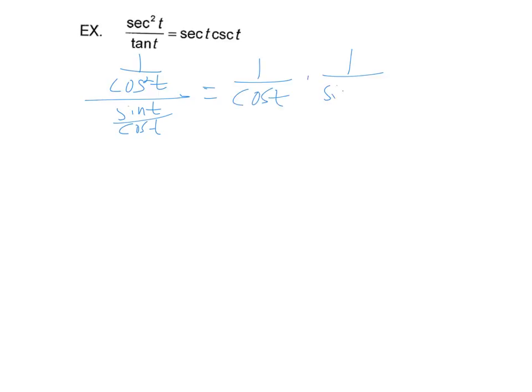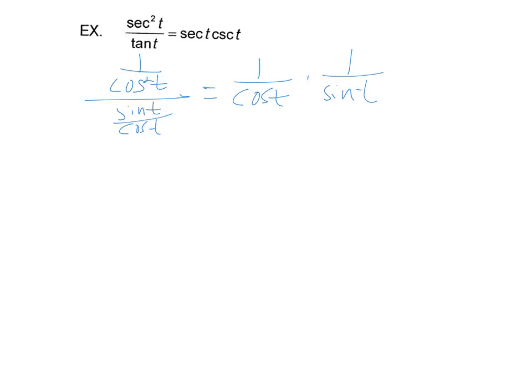Secant squared over tangent equals secant cosecant. Even though secant squared equals 1 plus tangent squared, that would make it more complicated. You only want to use the identities if it makes it more simple. So let's not use that, and let's change everything to sines and cosines. Secant is 1 over cosine, so secant squared is 1 over cosine squared. And then tangent is sine over cosine. On the right side, secant is 1 over cosine, and cosecant is 1 over sine.